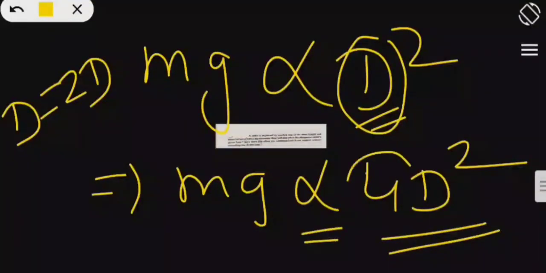So mg is directly proportional to 4d square. Now what is it representing? Write down clearly: if the diameter is doubled, the wire can support 4 times the original load.